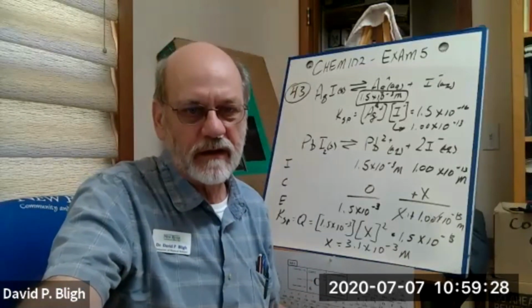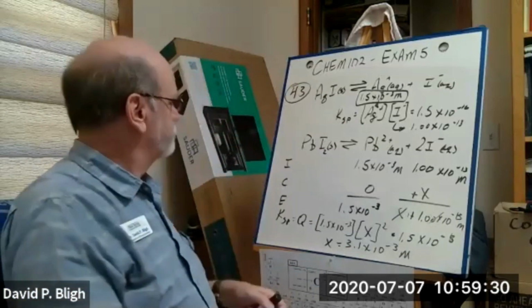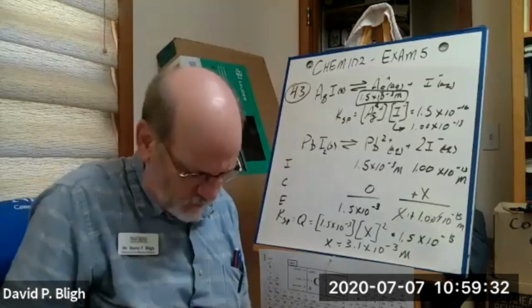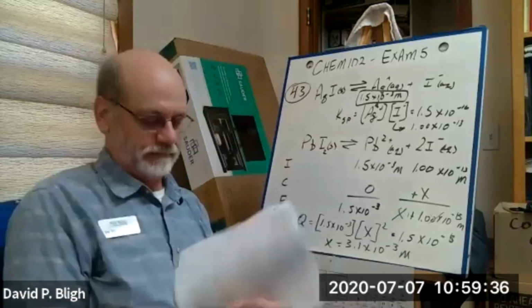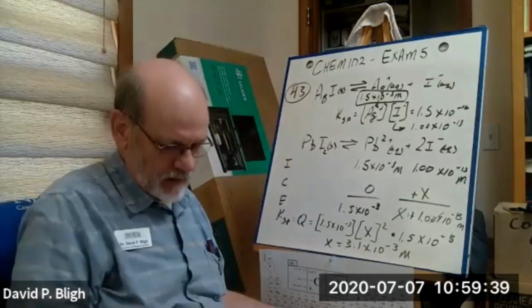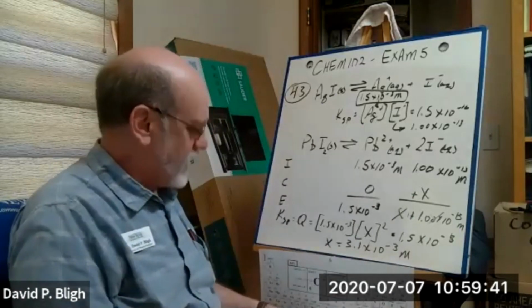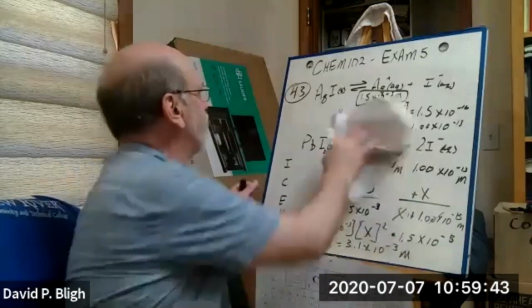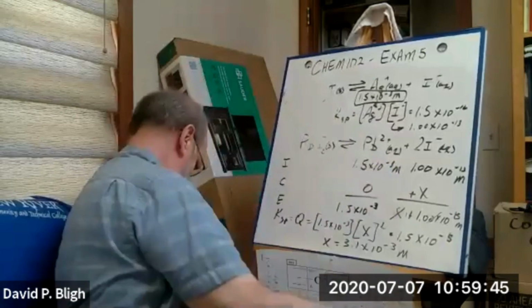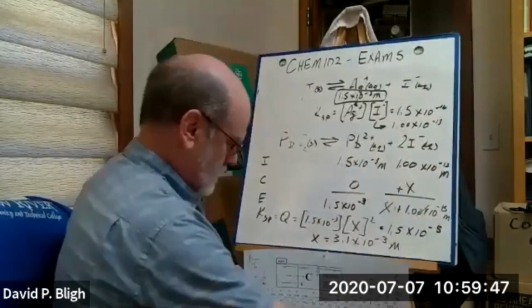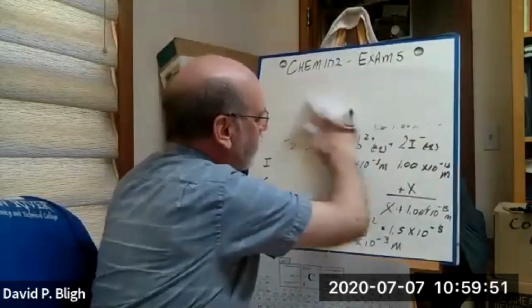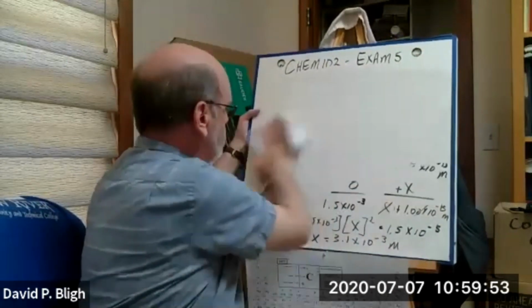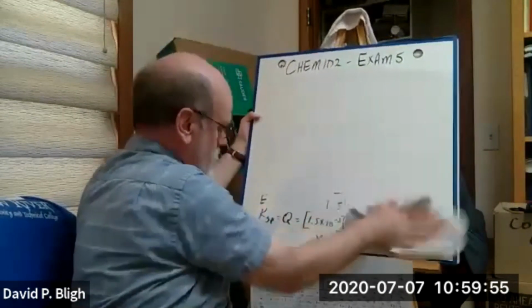Let's see. What else did I circle? 45. Okay, 45. It's trying to twist on me. Yeah, we got just enough time to do this one.